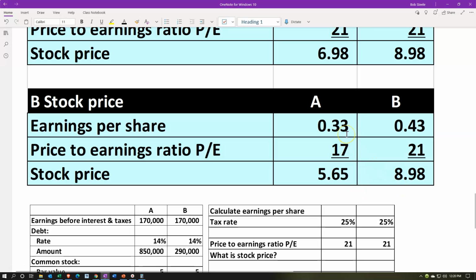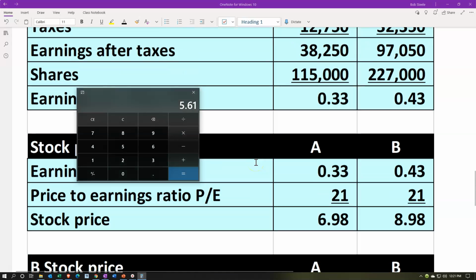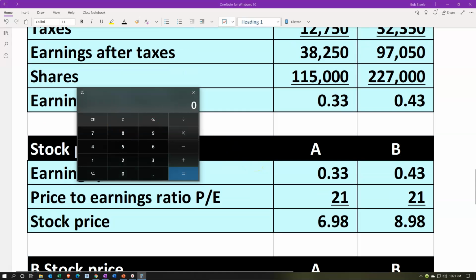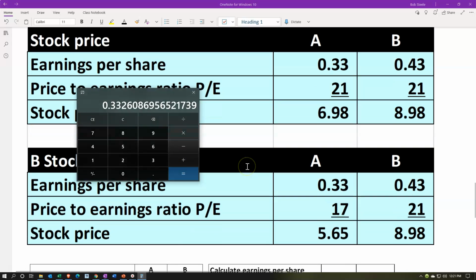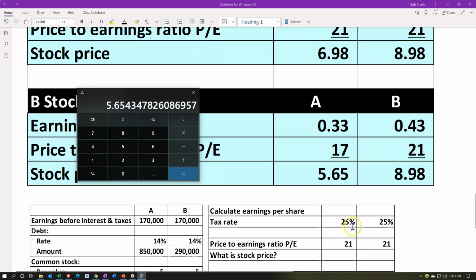So let's just do it real quick here. Remember the rounding, 0.33 times 17, that's going to give us the 5.61 about. If we wanted to be more exact with it, we would be taking the 38,250 divided by the 115,000. It's going to give us the 0.3326 and so on times the 17. That's going to give us our 5.65, and we could do the same here for B.